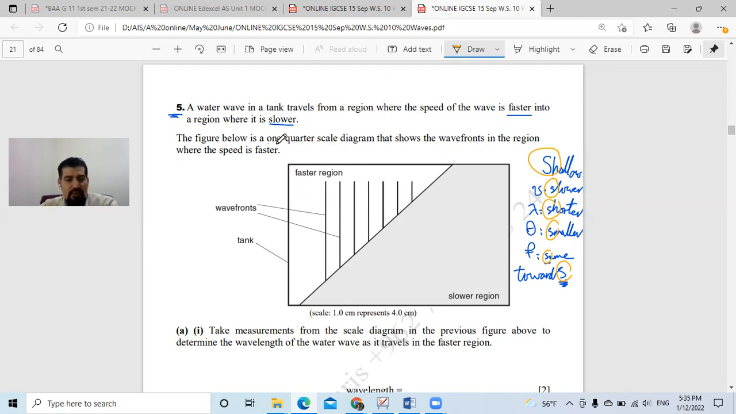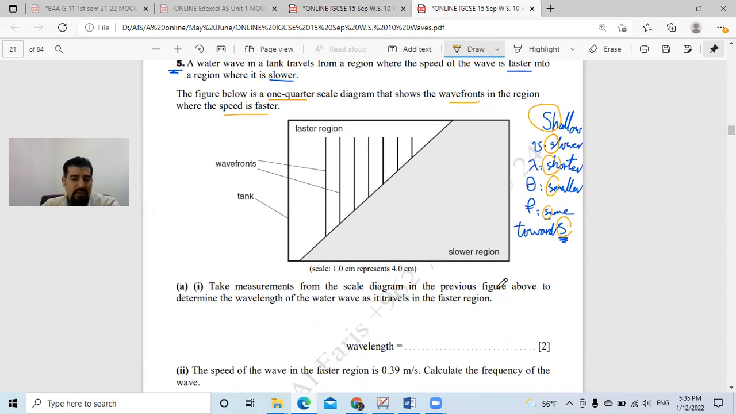The figure below is one quarter the scale. The diagram shows the wavefronts in the region where the speed is fast. Take measurements from the scale in the previous figure above to determine the wavelength of the wave that travels in the fast region. Now, some of you measured this distance and multiplied it by four. Actually, I need to be accurate here, so I will not do that.